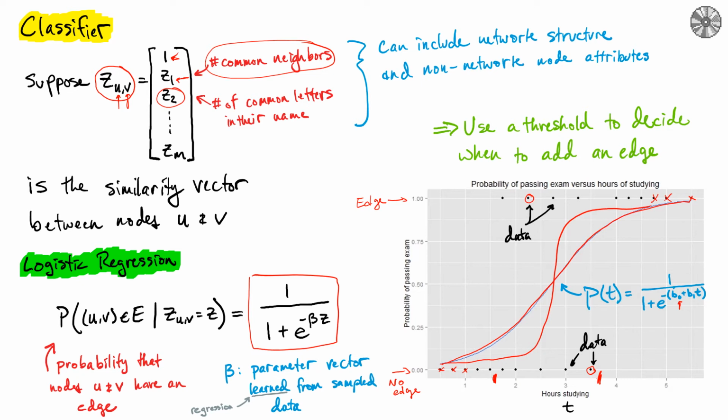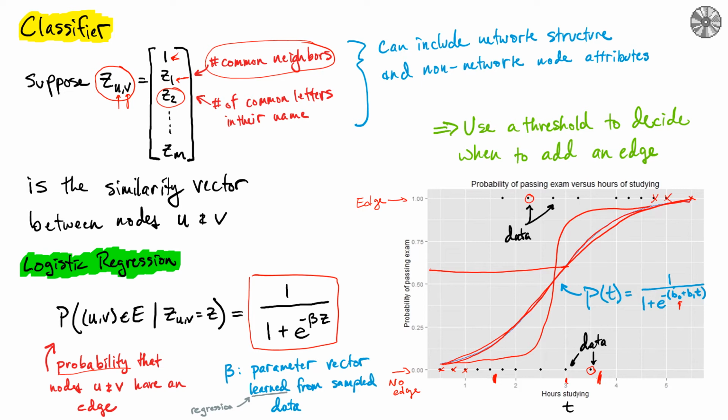And so the idea to transport this now into the network context, the idea here is that we will predict the probability. This curve here is the probability that someone would pass. Clearly at 3 hours of studying, there's some ambiguity. In this case, this is maybe around a 60% chance of passing. And so there it would be hard to tell for sure whether you'd pass or not.